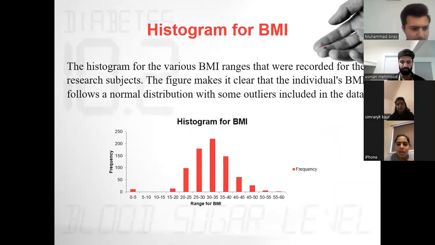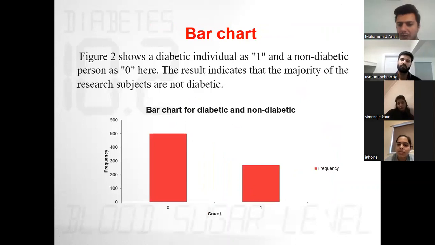Histogram for BMI. Here we will refer to a person who does not have diabetes as 0 and a diabetic person as 1. According to the findings, the vast majority of the people who participated in the study did not have diabetes.